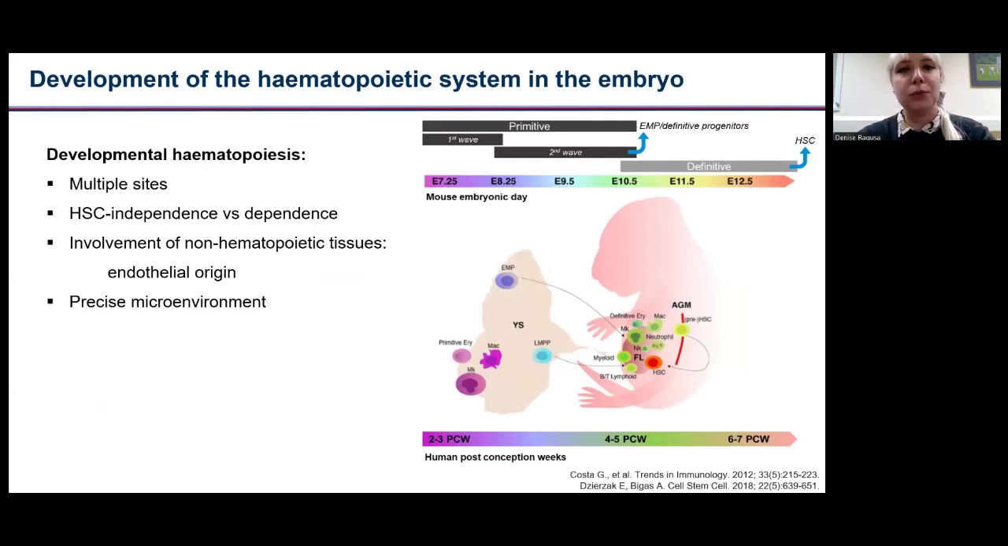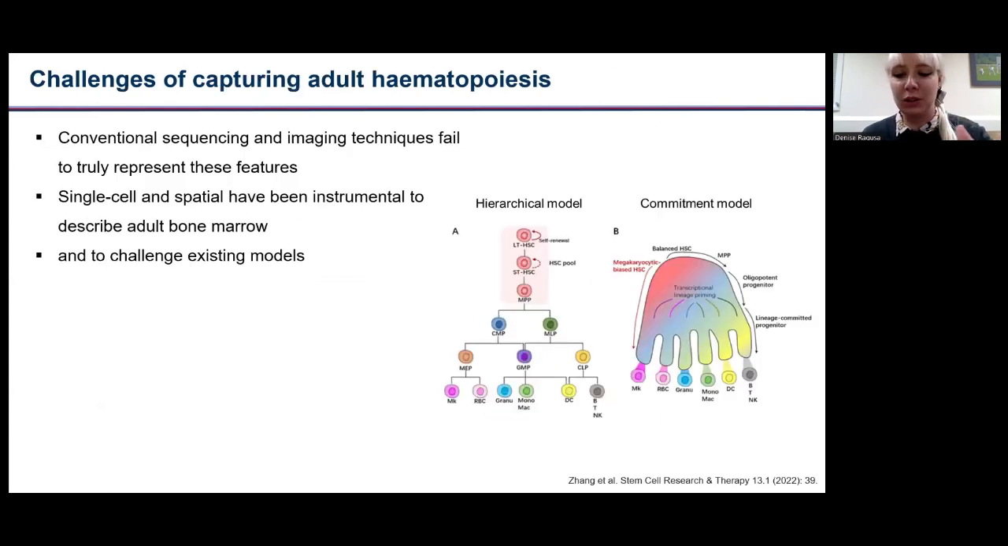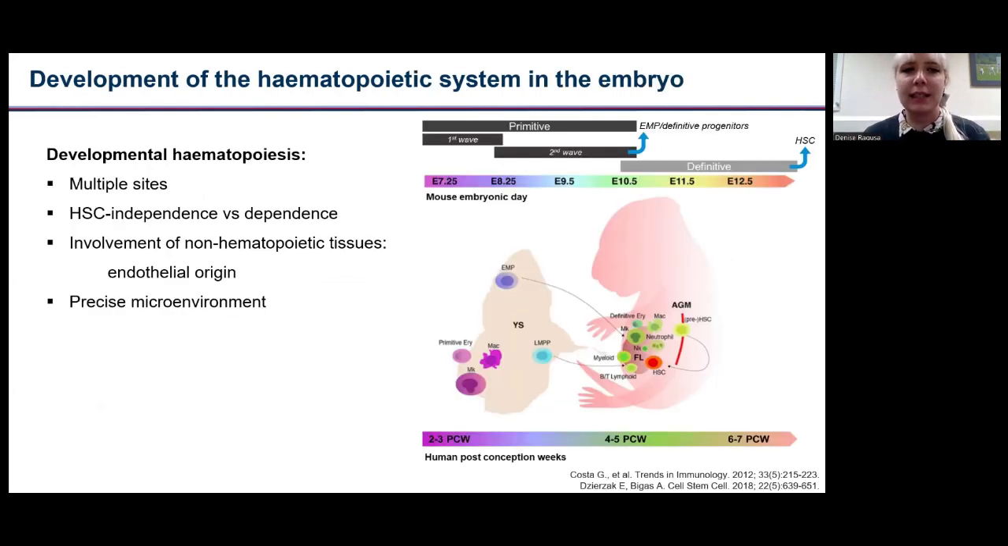So if we go back to the developmental side of hematopoiesis, I told you how complex the adult hematopoietic system already is, but the developmental one has an additional layer of complexity because it is a process that happens at multiple sites within the embryo. Interestingly, the very first waves of hematopoiesis are independent from HSCs, which, in the classical model of adult hematopoiesis, sit at the very top and give rise to the different lineages. Whereas in development, the first moment when blood arises in the embryo is actually independent from HSCs.